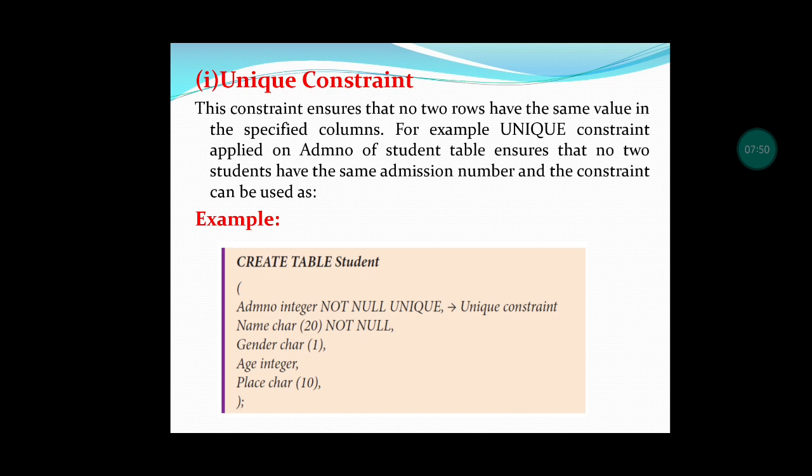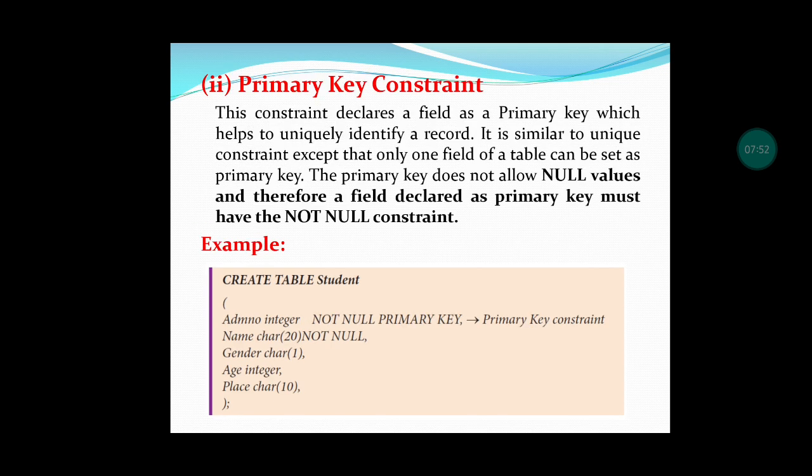Next constraint is primary key constraint. This is a constraint which is used to uniquely identify a record. It is similar to the unique constraint. That is, it has a not null value and it is unique, because the same admission number will not be given for the other student. And the example given is not null primary key, that is primary key constraint.